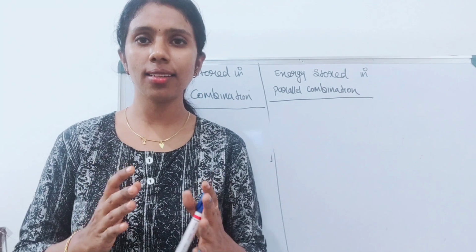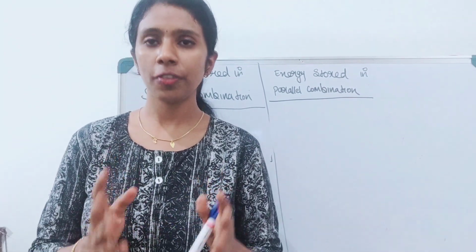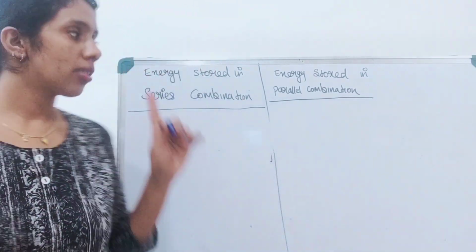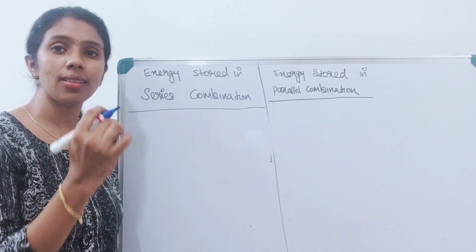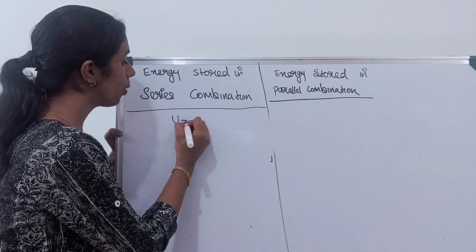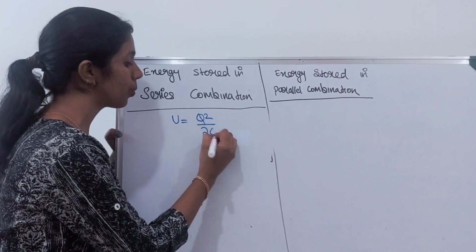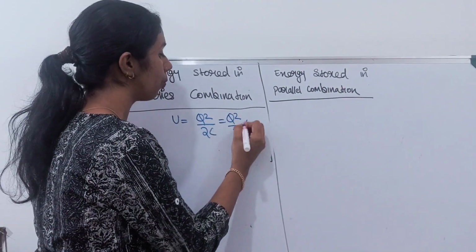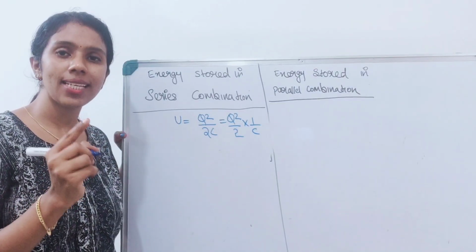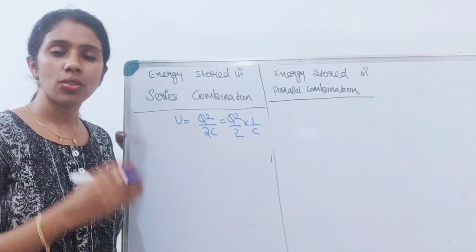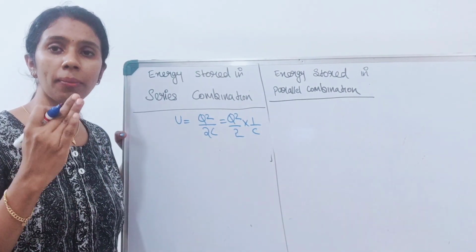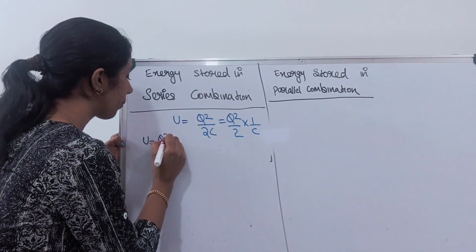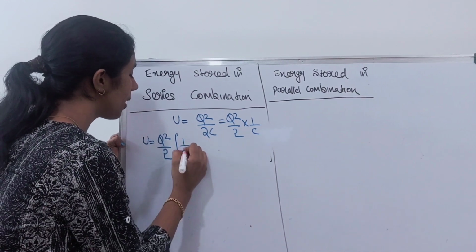Now we will discuss the energy stored in the combination of capacitors. So first of all, we will find an expression for energy stored in a series combination of the capacitors. So in order to find the total energy stored in a series combination, I am considering the equation U is equal to Q square divided by 2C, where I can write this equation as Q square by 2 into 1 by C. 1 by C is the effective capacitance of a series combination. So instead of 1 by C, I can write it as 1 by C1 plus 1 by C2 plus 1 by C3.